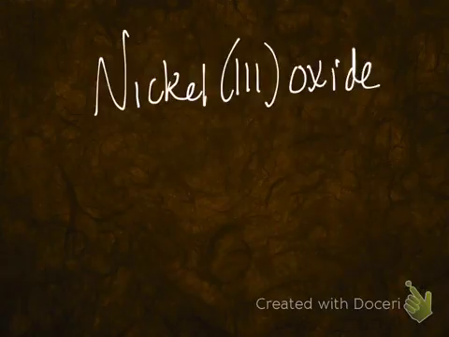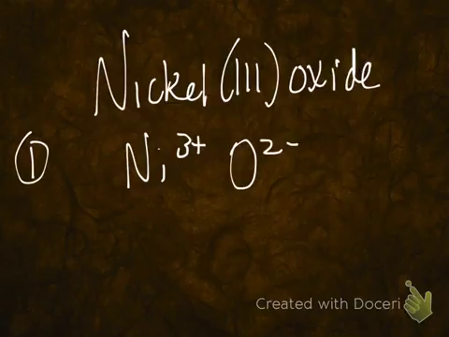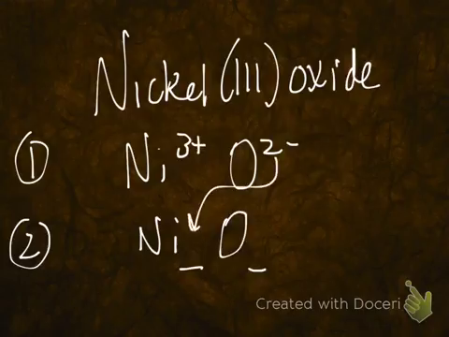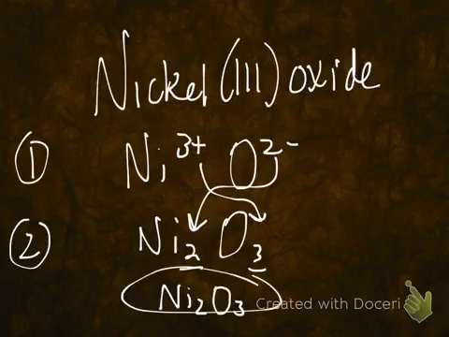Okay, so nickel 3 oxide, writing a formula for it. Step 1, write your ions. Nickel 3 is, of course, Ni3 plus. The oxide ion is oxygen 2 minus. Do your crisscross, nickel, oxygen, and we get a 2 and a 3. Can we simplify it? No. So Ni2O3. Okay, 2 more.